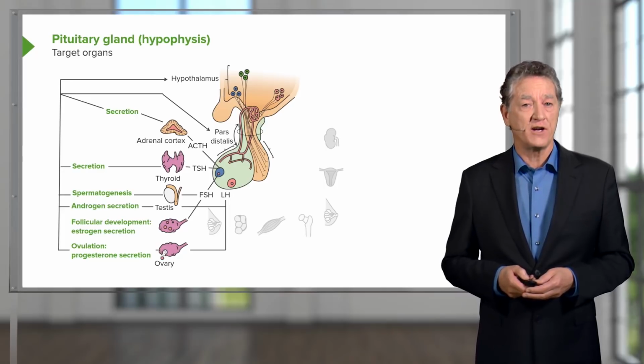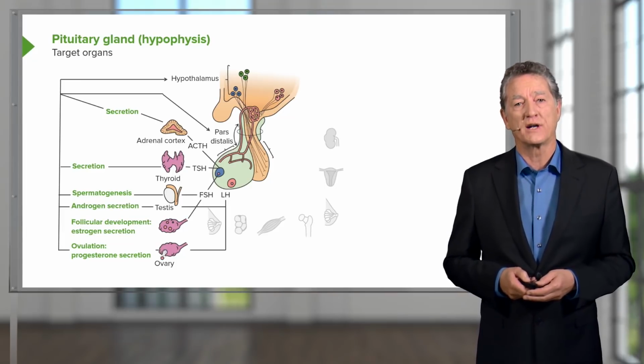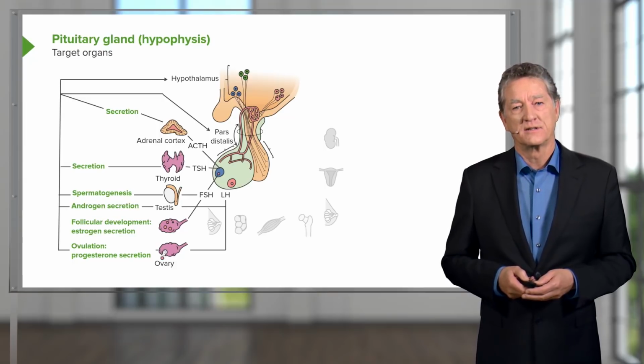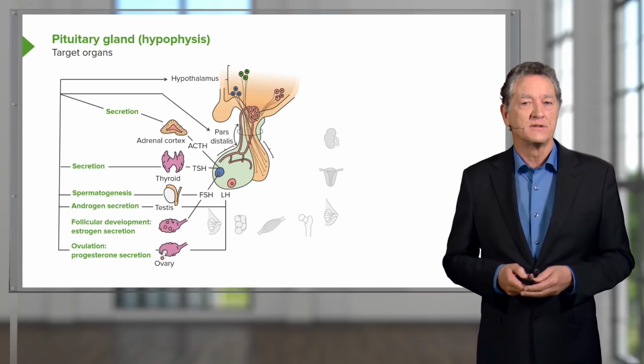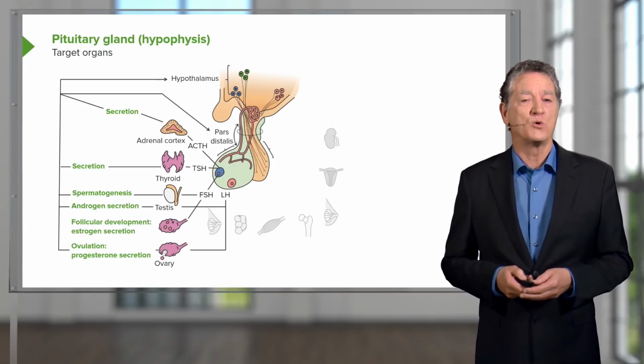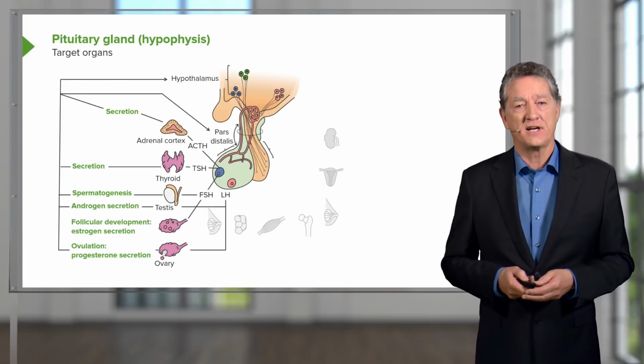So there is this variation in the numbers of various cell types in the anterior pituitary that secrete all these different hormonal products: thyroid-stimulating hormone, follicle-stimulating hormone, luteinizing hormone, and adrenocorticotrophic hormone. And I'll refer to these hormones in more detail when I actually cover all these different organs in other lectures.